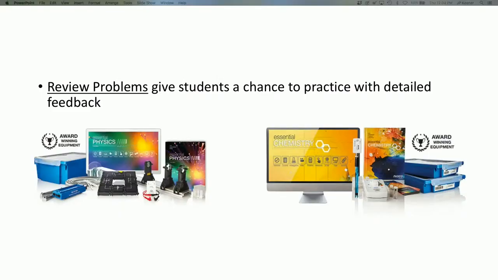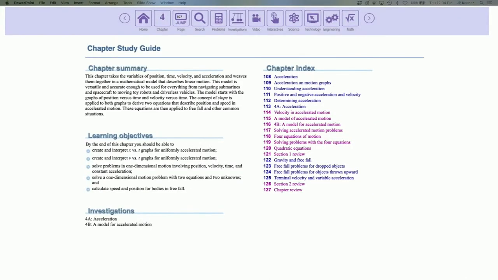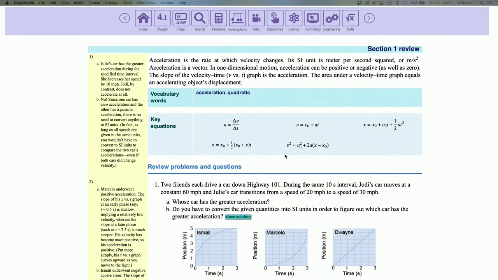So, Dan, what would you like to start with? Well, I think one obvious thing are the review problems that are found at the end of every section in each chapter in Essential Physics and Essential Chemistry. Let's take a look at an example. Okay, so on the index, let's go to chapter four here and take a look. We can just click and go right to the end of the section that we've read if we want to do some review.